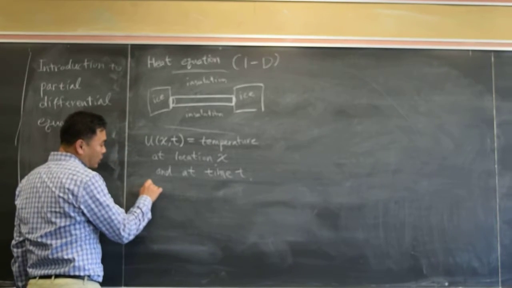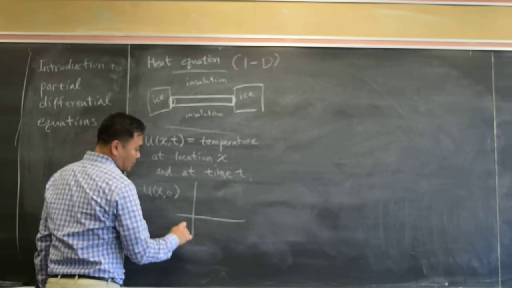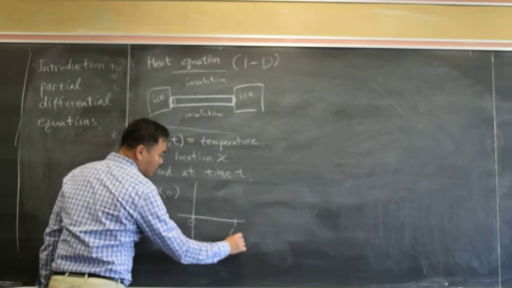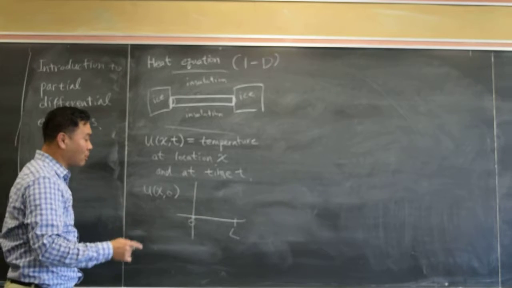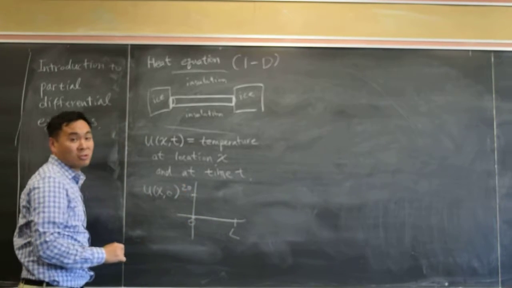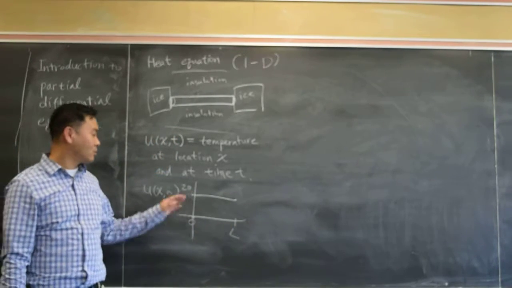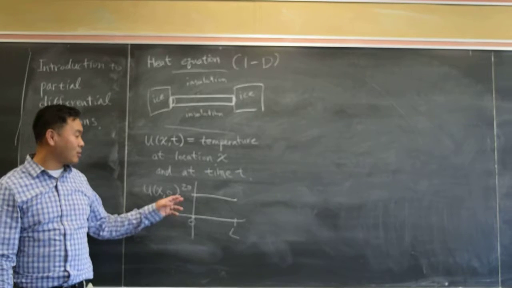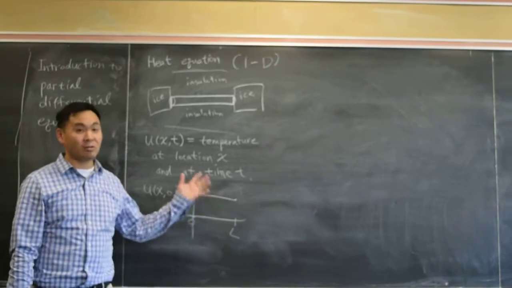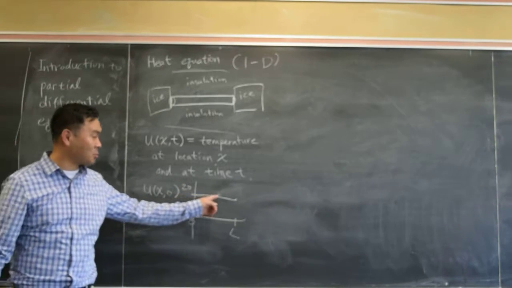So u(x,0), for example, in the beginning, so let's say 0 is the left end and L is the length of the rod, so 0 to L, and let's say the temperature is set at 20 degrees. So initially it will be like this. Because everything is at 20 degrees, we have this graph. Okay? At time t equal to 0, this is the temperature distribution.